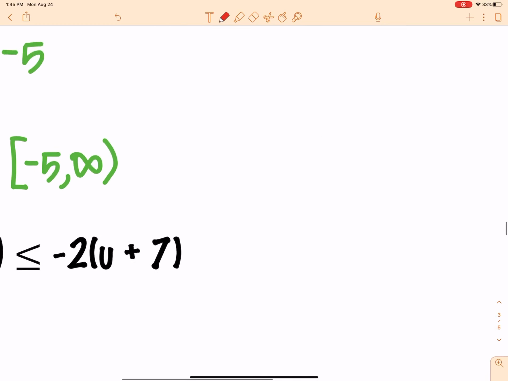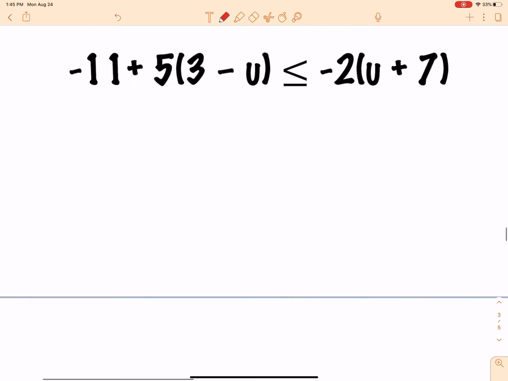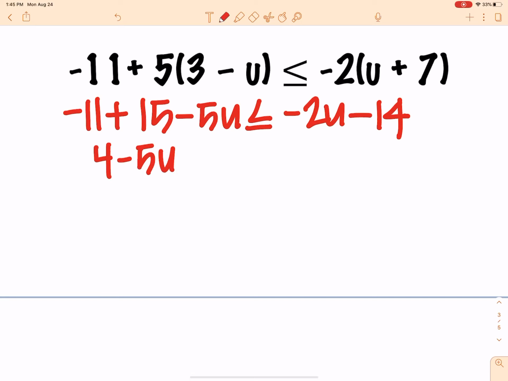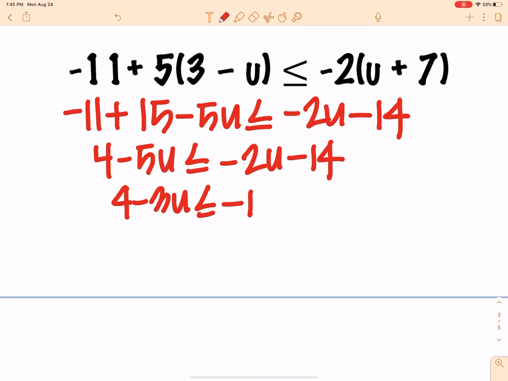All right, getting a little bit more complicated by having multiple distributions, but that's okay. It's not going to throw us. So negative 11, distribute, plus 15 minus 5u less than or equal to negative 2u minus 14. Combine like terms on the left-hand side, and then bring the u over. Going to isolate u.